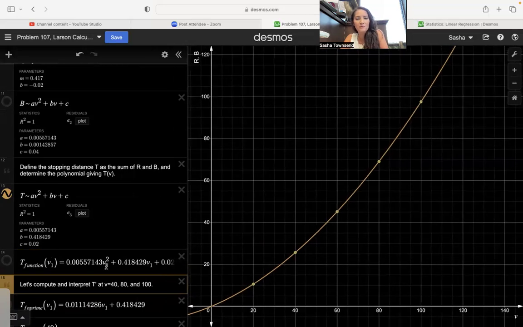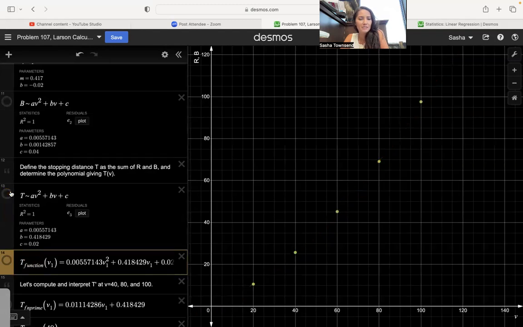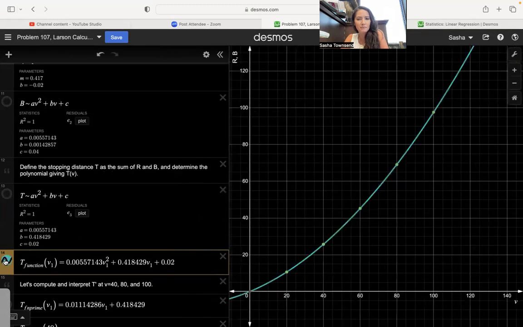Now, in order to make this a function, I actually had to type some kind of subscript here. So I just typed T sub function, because otherwise it's just treating this T value as a list of points. It's not really treating T as a function, even though it's graphing it as a function. So I wanted to graph the curve. So I just typed in my a times my v squared plus b times my v plus c, just copying down those coefficients from here. You see it's the same graph.